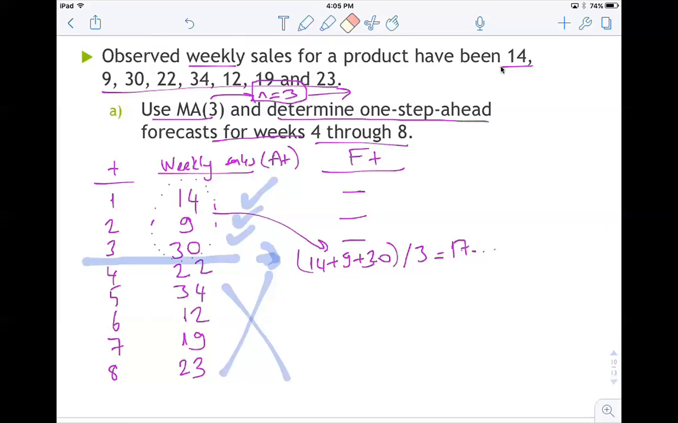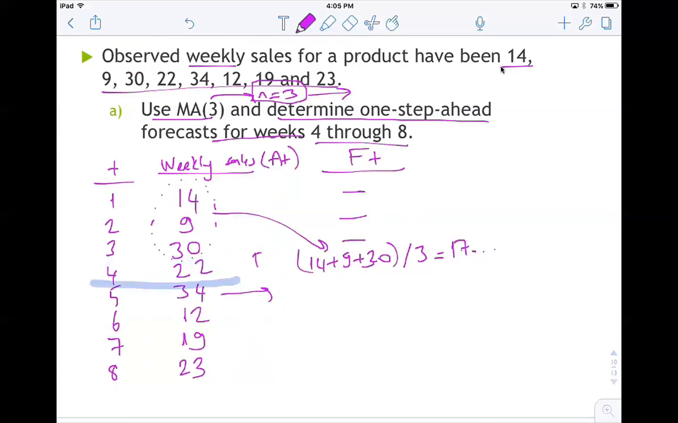All right, let's keep doing the same thing for other weeks. So assume that now we are at the end of week 4, okay? And we are trying to make a forecast for week 5. By the way, this is my forecast for week 4, and this is my forecast for week 5. It will be simply by looking at the previous 3. In this case, this would be these 3. We would ignore 14 because now it is 4 periods before our forecasting horizon, right? So it will be 9 plus 30 plus 22 divided by 3.